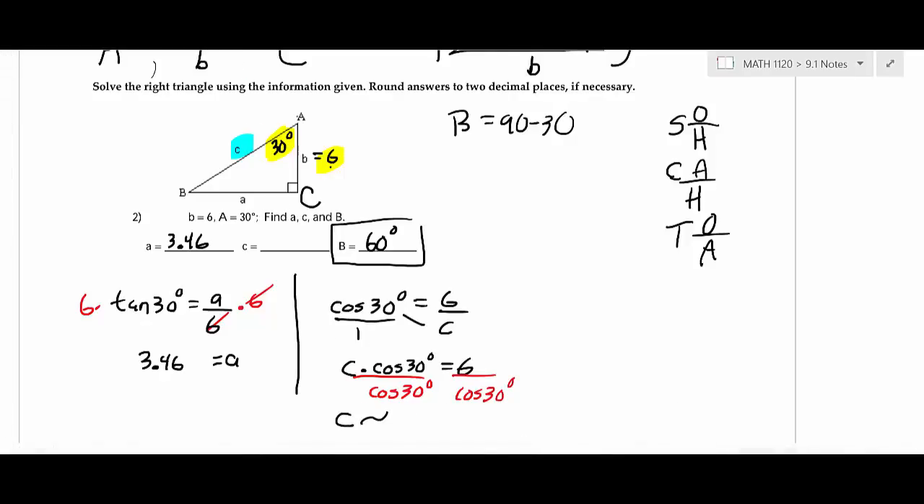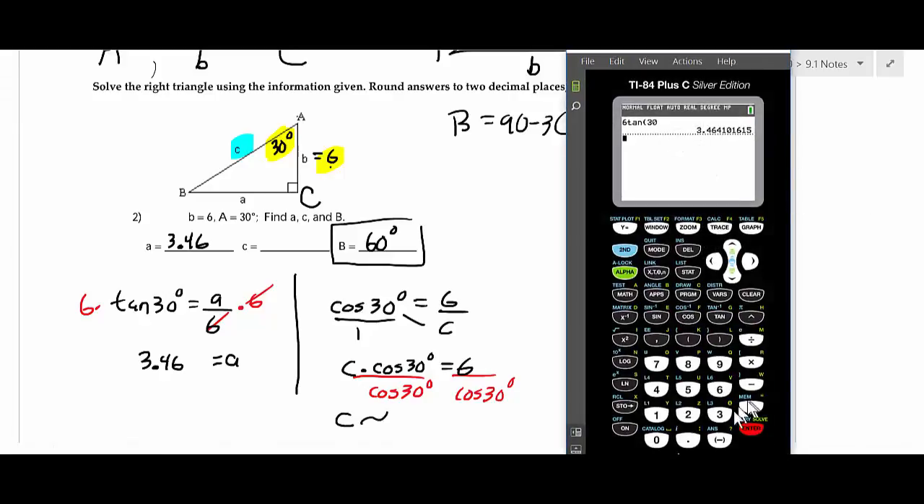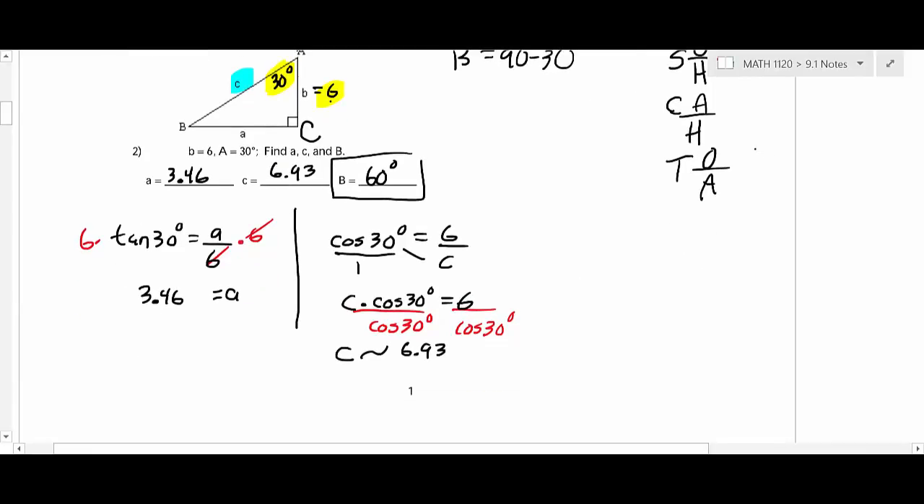Okay, all right, so when I do this in degree mode, we're just going to go 6 divided by cosine of 30 and then just round that off. So we're going to get 6.93 like that. So then the problem is solved, 6.93. Okay. All right. So that's how that goes. That would be the solution to that triangle.